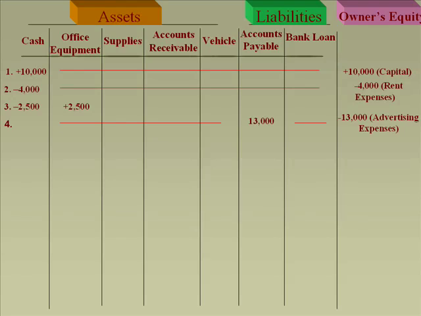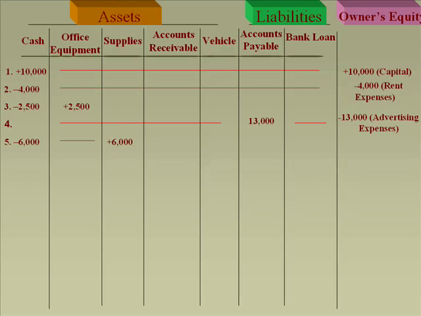What about the next one? Paid 6,000 for office supplies. Should be easy. Here it comes. Cash goes down and supplies, which is an asset, goes up. That was easy, wasn't it?